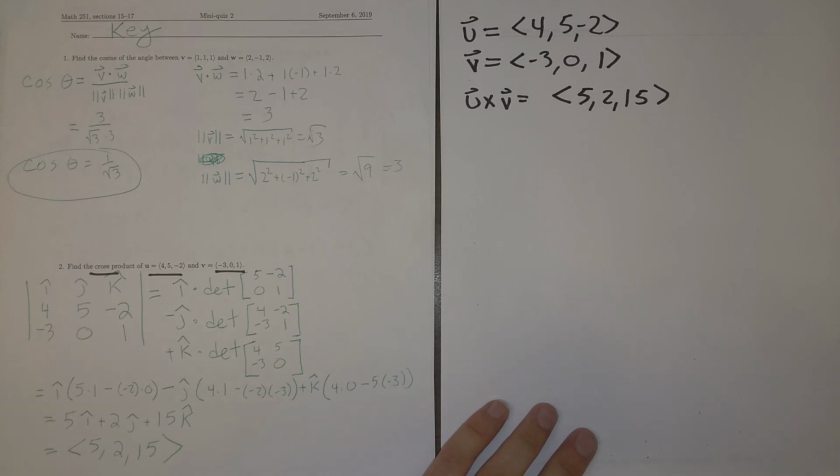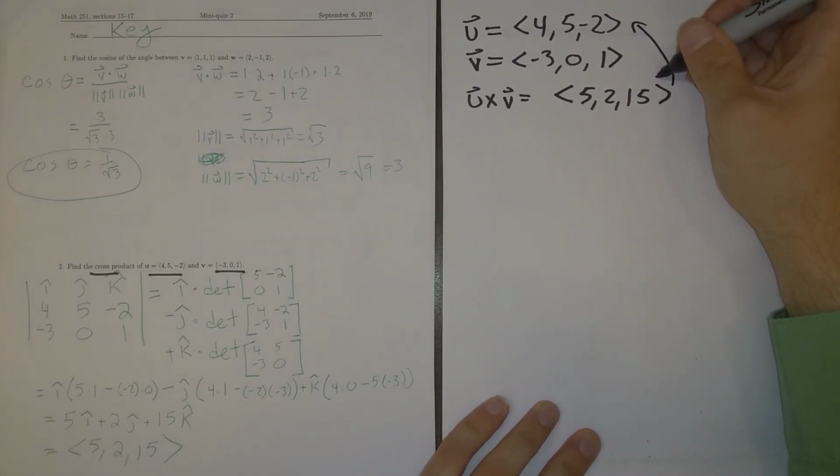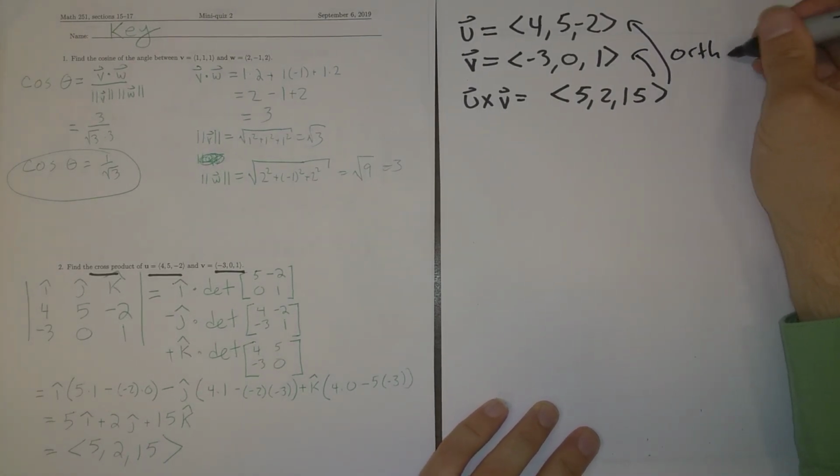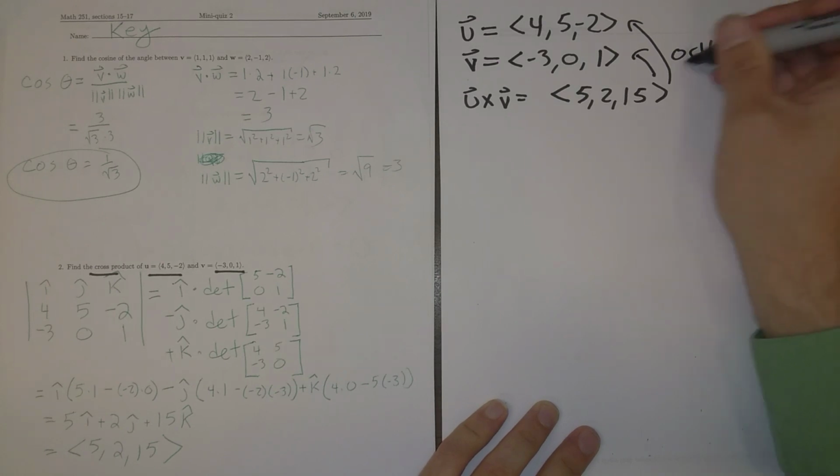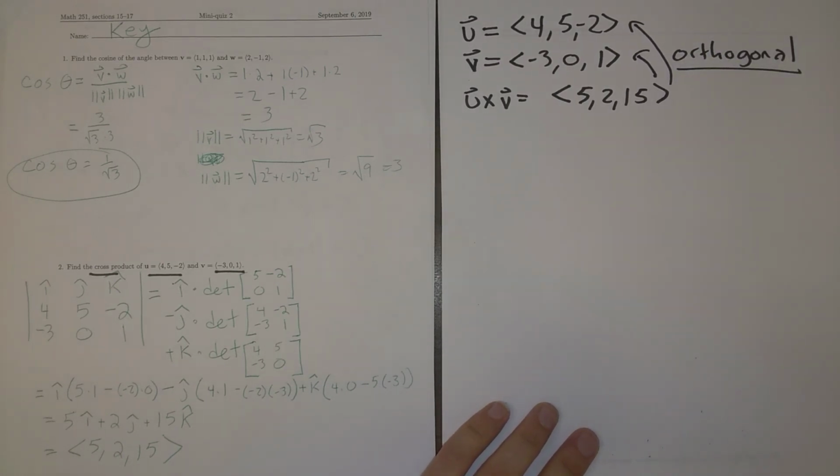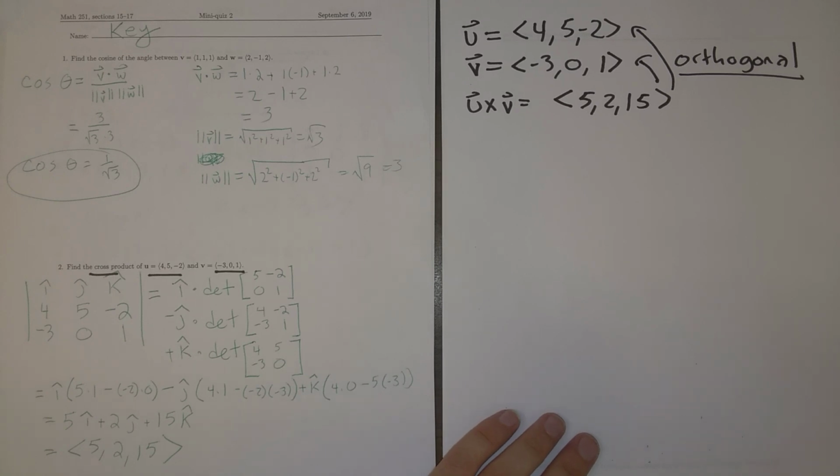You might wonder, if I get 5, 2, 15 as a final answer, how do I know whether or not I'm right? Well, what we want to use is the fact that our answer must be orthogonal to both of the vectors that we took the cross product of.